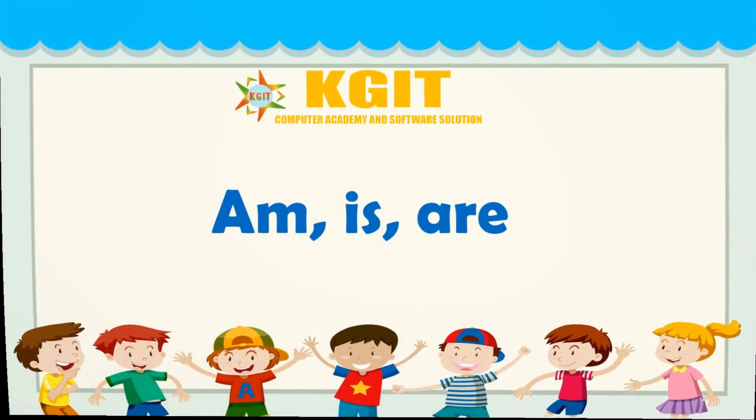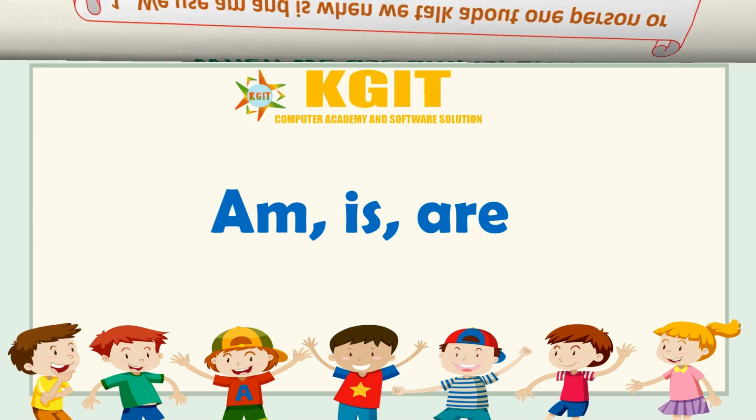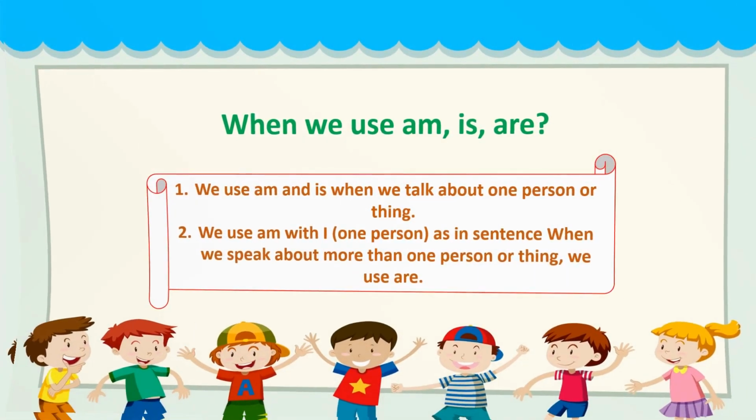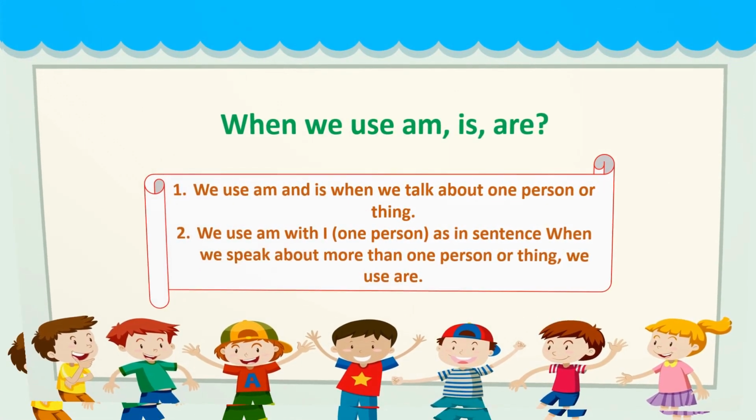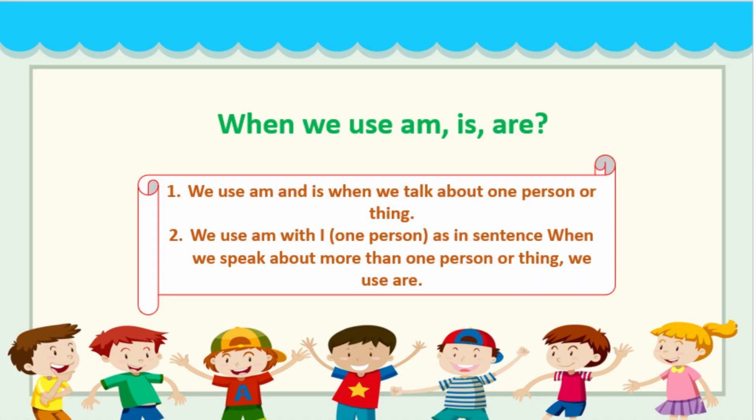Hello everyone. Today we are going to learn about am, is, are. When we use am, is, are. We use am and is when we talk about one person or thing. We use am with I for one person. When we speak about more than one person or thing, we use are.